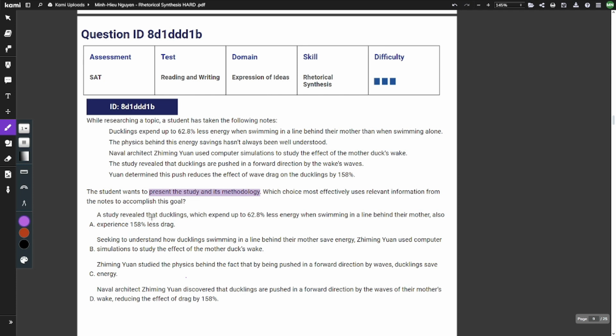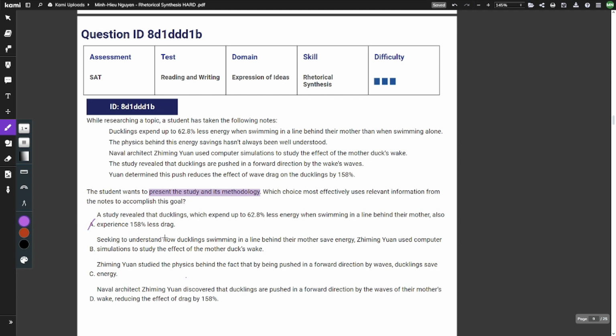A. A study revealed that ducklings, which expend up to 62.8% less energy when swimming in a line behind their mother, also experience 158% less drag. Cool. It talks about what the study found, but it doesn't talk about what the study is in the first place, and it doesn't talk about how they reached that conclusion. How did they find out that ducklings experience 158% less drag? So A is not going to be our answer.